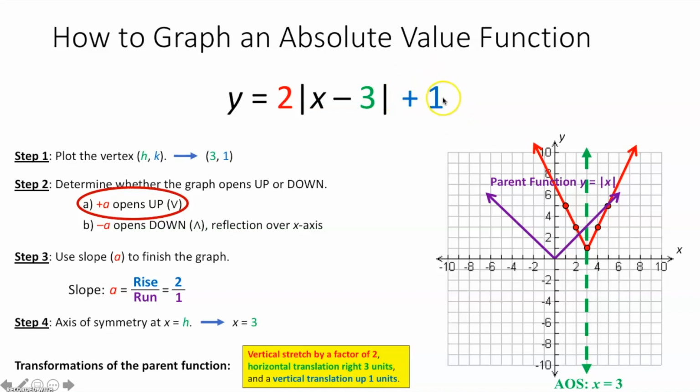And then what did this k value do? It shifted the graph, the parent function, up 1. We shifted to the right 3 and up 1. Boom! These are the transformations that occurred to your parent function to get your new given function.